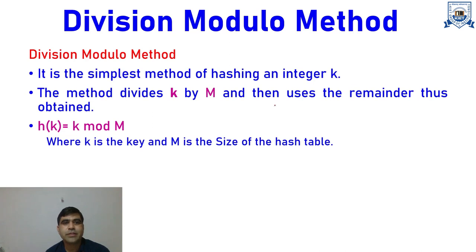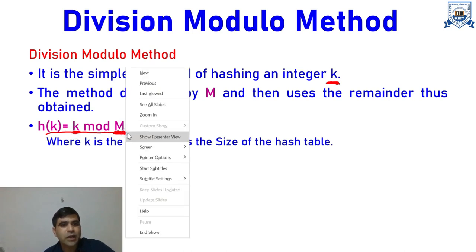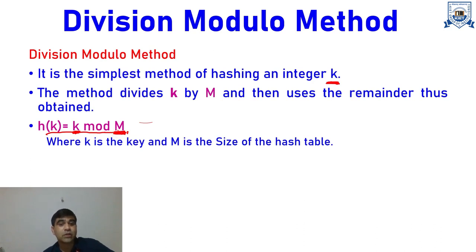So the first one is the division modulo method. It is the simplest method of hashing. Here k is the key value which we want to store using hashing. The hash function in the division modulo method is h(k) = k mod m. M is the size of the hash table, and the key is the data which we want to store in the hash table. Using this hash function, we calculate the actual address in the hash table where we can store this value k. The method is very simple: it simply divides k by m and then uses the remainder.